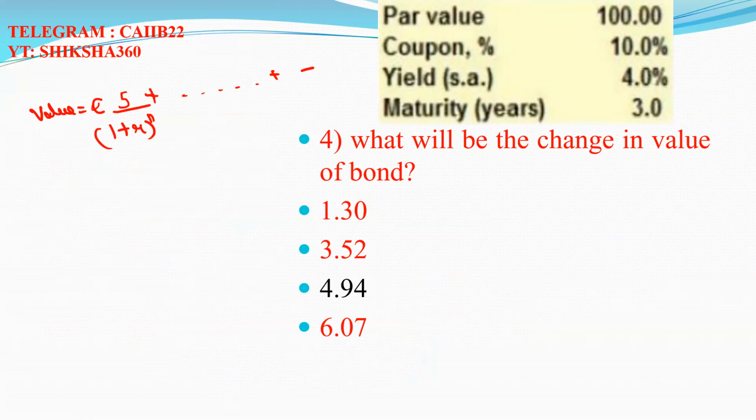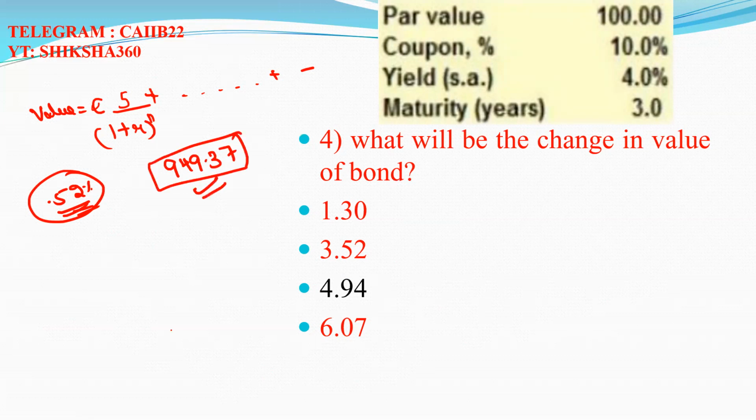So here what they are asking is, what is the change in the value of the bond? We have already discussed this. With the yield at 5.52%, the value of the bond, which we are going to calculate, comes to 943.37 after calculation. So how much change?